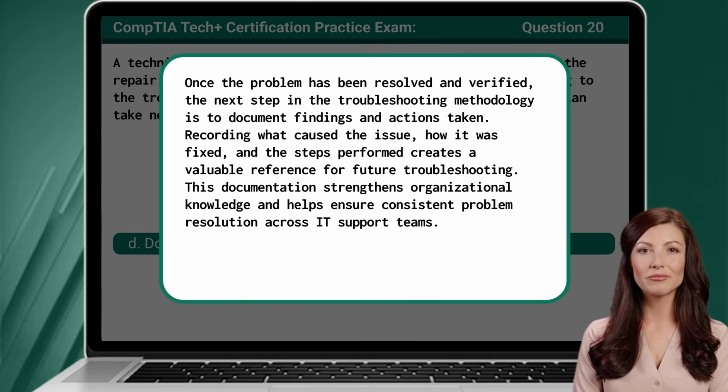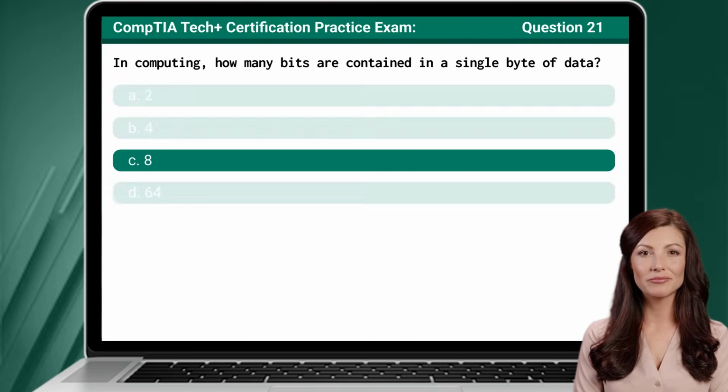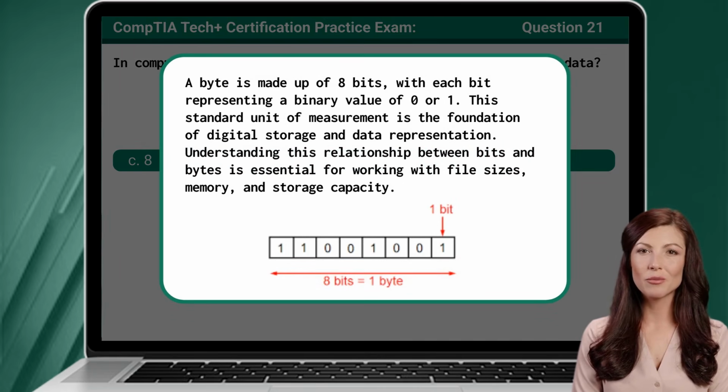Question 21. In computing, how many bits are contained in a single byte of data? The answer is C. 8. A byte is made up of 8 bits, with each bit representing a binary value of 0 or 1. This standard unit of measurement is the foundation of digital storage and data representation. Understanding this relationship between bits and bytes is essential for working with file sizes, memory, and storage capacity.